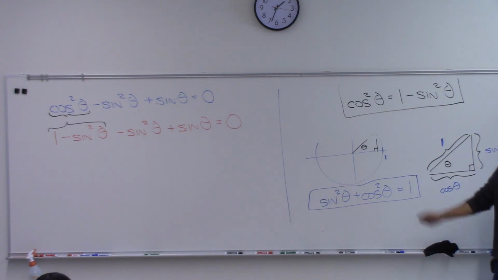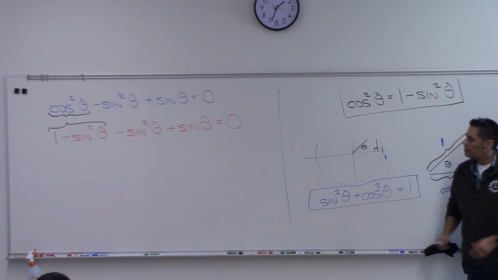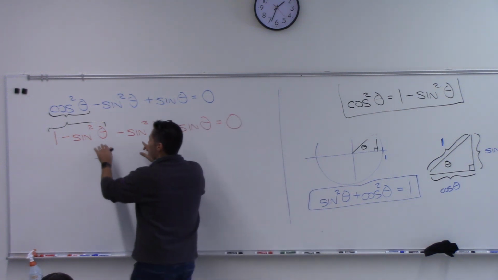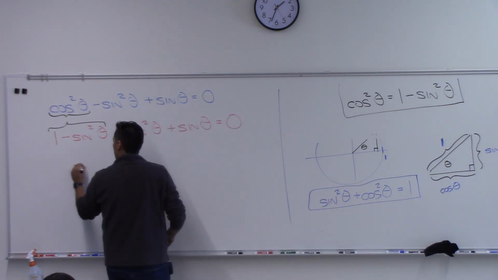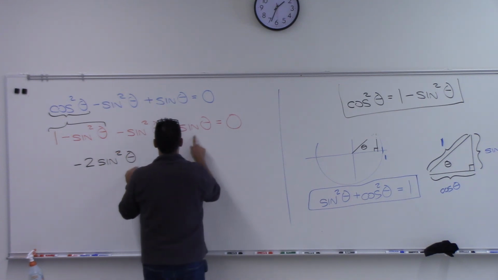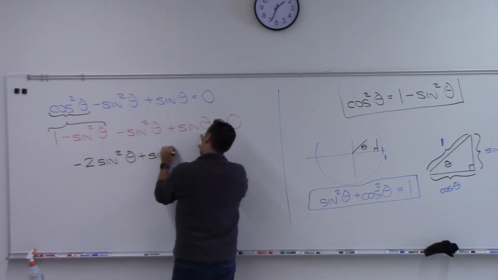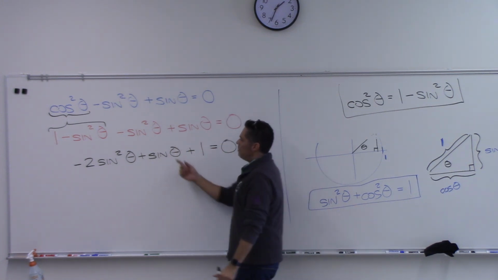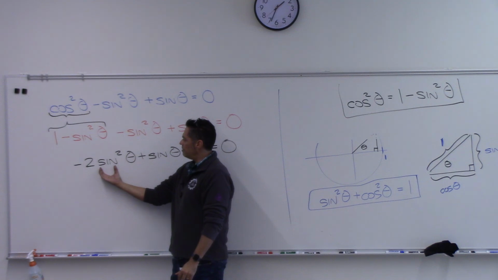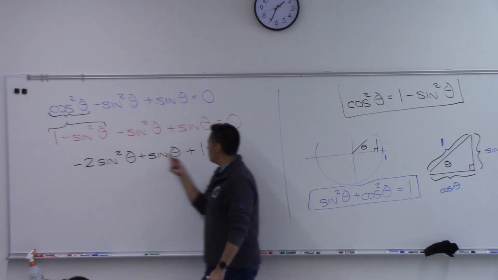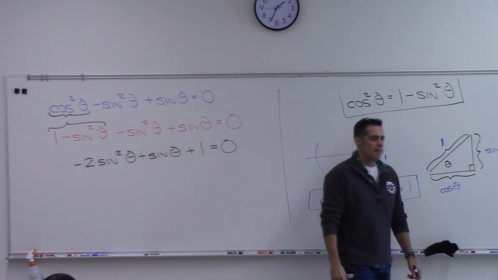How many sine squareds do you see there? 2 of them, right? So I'm going to put them together. I'm going to start to put this more in descending order: -2 sine squared theta plus sine theta plus 1 equals 0. So I put these two together to make this. I still had this sine theta. And then this 1 that was out here, I just put it here, and then it equals 0.